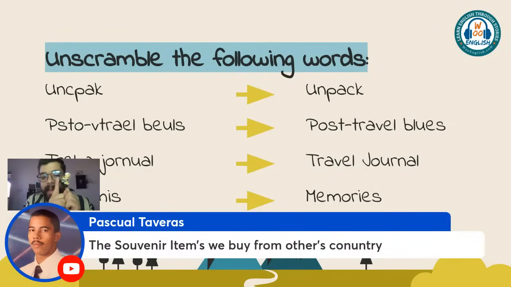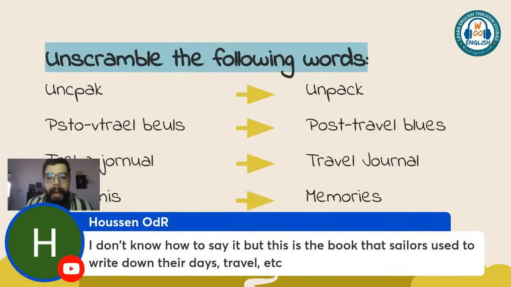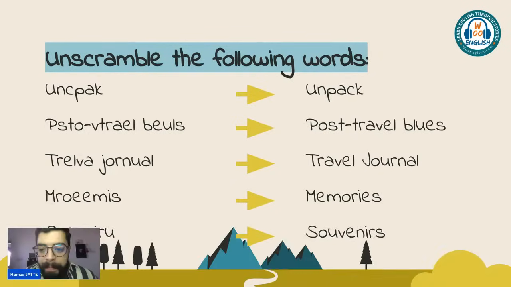This is a souvenir, for example, right? So this is what I mean. I don't know how to say it, but it's the book the sailors used to write down their daily travel. Ah, okay, maybe I get it, but probably that's not a travel journal. I'm not sure, to be honest. It can very simply be a journal, because this is a journal, for example, for me. I write my ideas here. I plan my day here, but this is not something that I take with me when I'm traveling, right? It's just that I keep it with me.